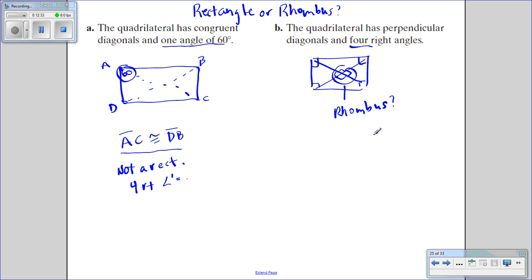Now, is there a rhombus that has 4 right angles? The answer is yes. We call it a square. A square is a rhombus because it meets all the requirements that a rhombus has. 4 congruent sides, diagonals are perpendicular, 4 right angles, it's parallel, so this is a rhombus. Example A, we didn't have enough information, so that one is neither.